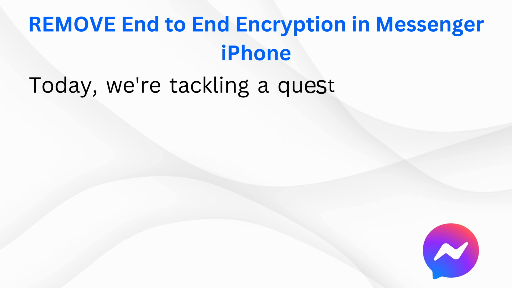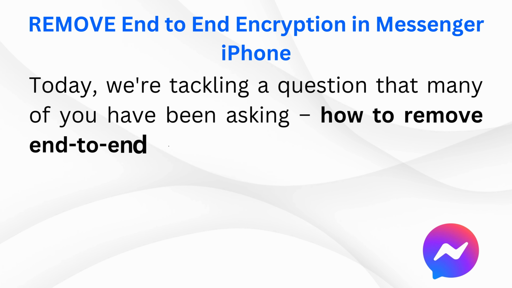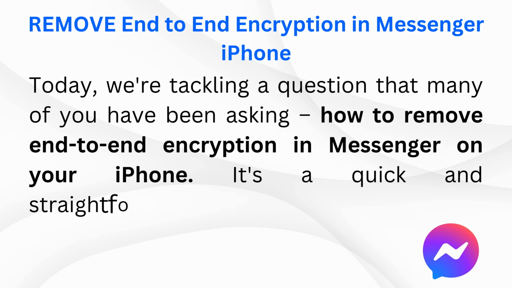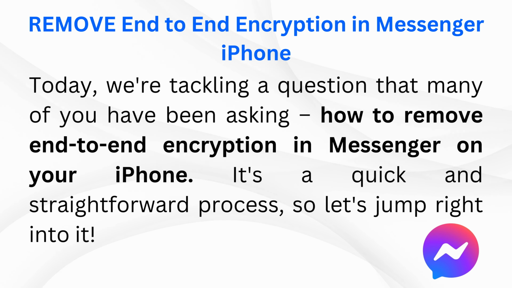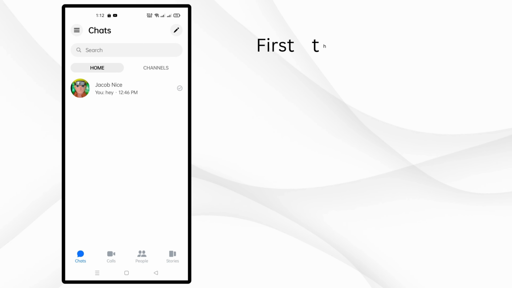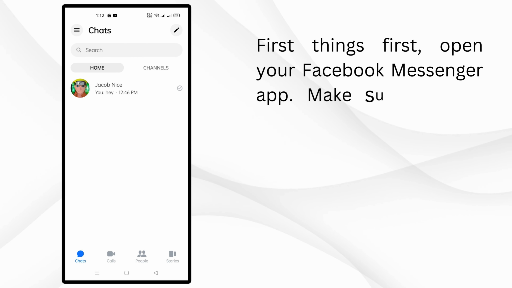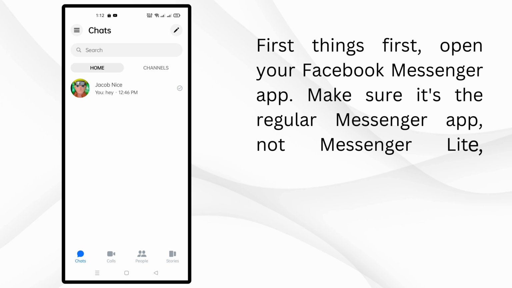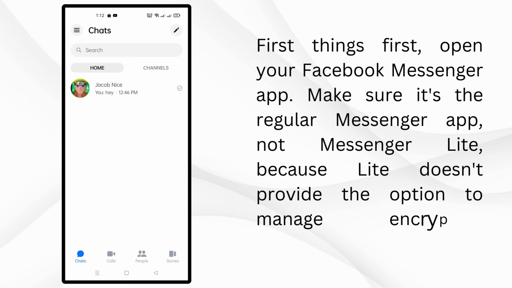Today, we're tackling a question that many of you have been asking: how to remove end-to-end encryption in Messenger on your iPhone. It's a quick and straightforward process, so let's jump right into it. First things first, open your Facebook Messenger app. Make sure it's the regular Messenger app, not Messenger Lite, because Lite doesn't provide the option to manage encryption settings.